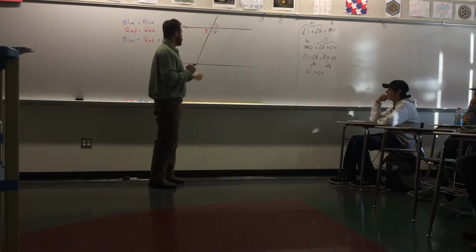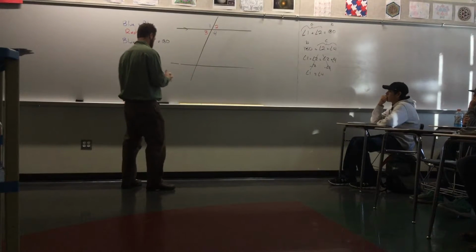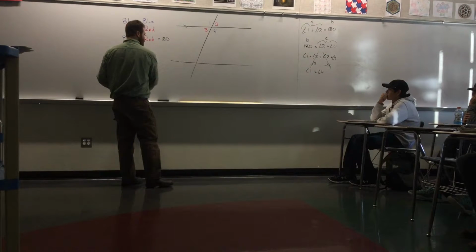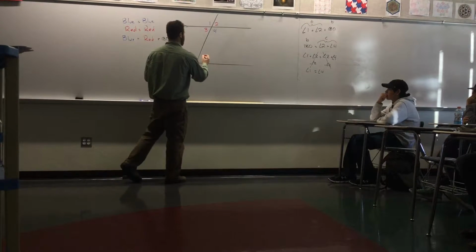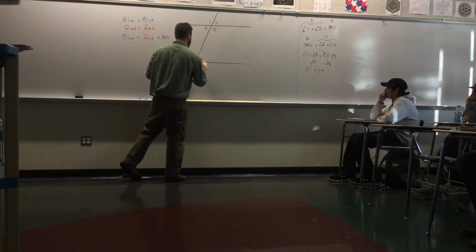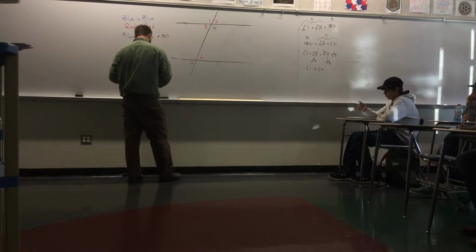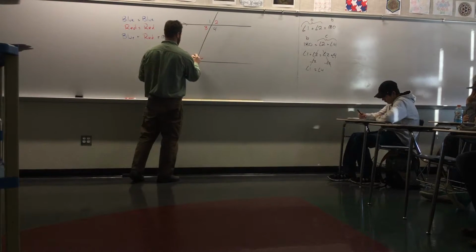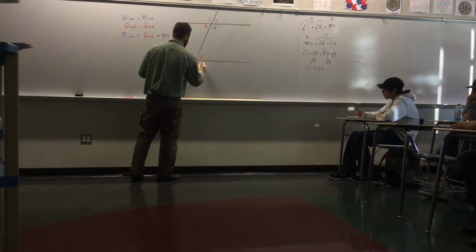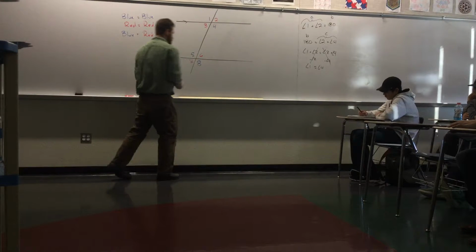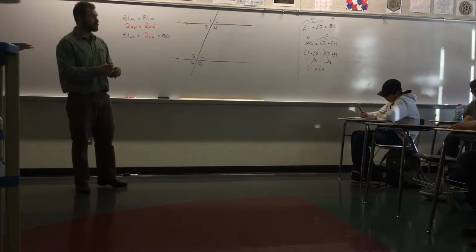Okay? So what color does this angle need to be? 2. I mean red. Okay? And that gives our colors for the rest of the angles.